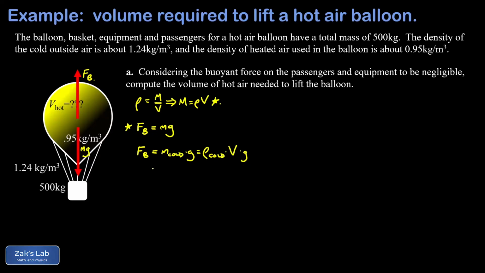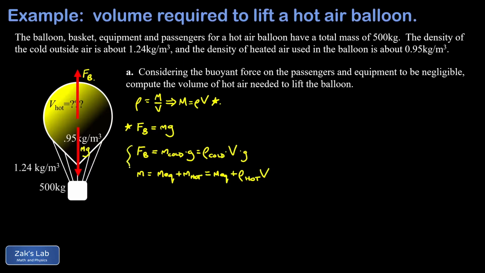On the right side, we had mg, where m is the total mass of the entire balloon system, including all the equipment, passengers, and balloon material, and so on, and the mass of the hot air inside of it. So that little m is the mass of the equipment, I'll call it M_EQ, that was 500 kilograms, that's given to us, plus the mass of the hot air. And the mass of that hot air, again, is given by the density of the hot air multiplied by the volume of the hot air, which, again, we're using a capital V for the volume of the balloon.